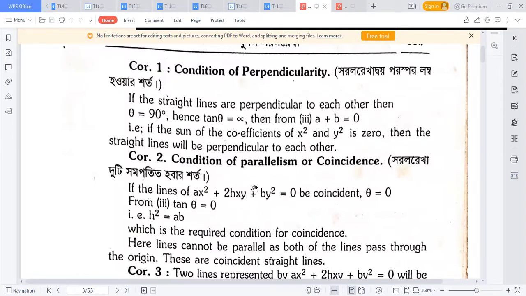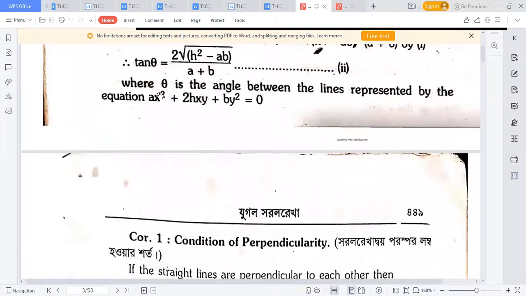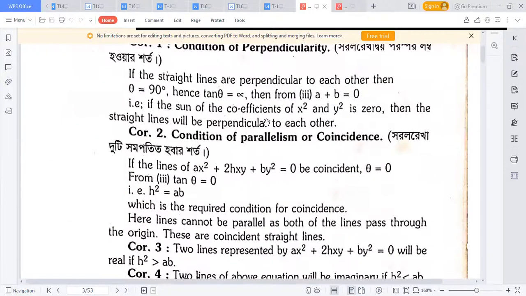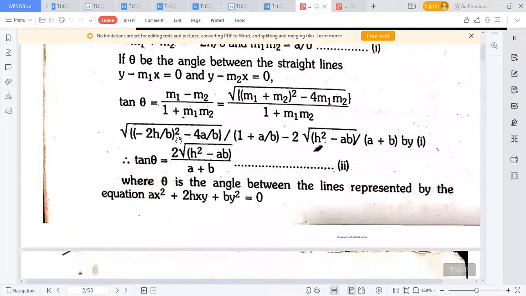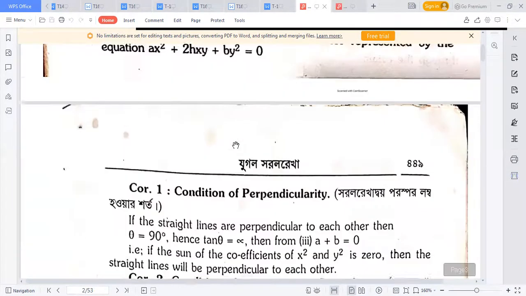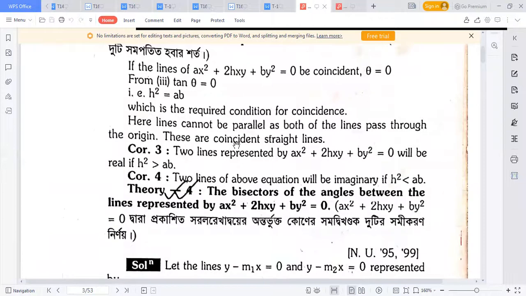Now, conditions of parallelism or coincidence. For this homogeneous quadratic equation, if theta equals to 0, then the lines will be parallel to each other. Then tan theta equals to 0. By cross multiplication, h square equals to ab. Okay. So, using this equation, we can say which one is parallel and which one is perpendicular to each other. Actually, this is the condition.